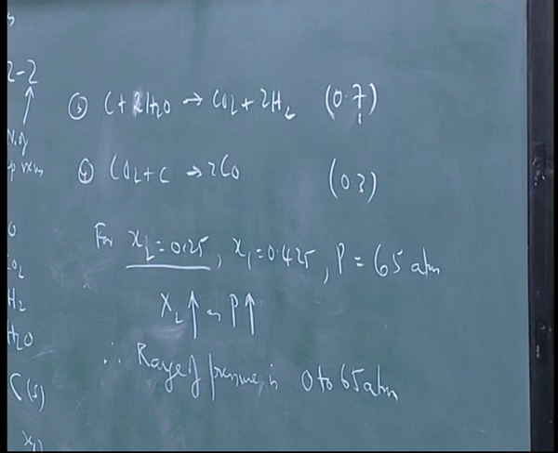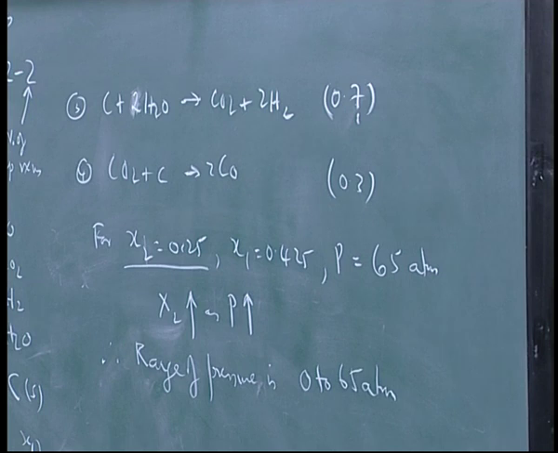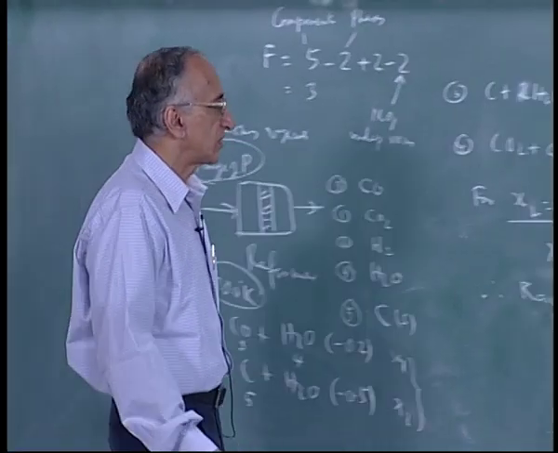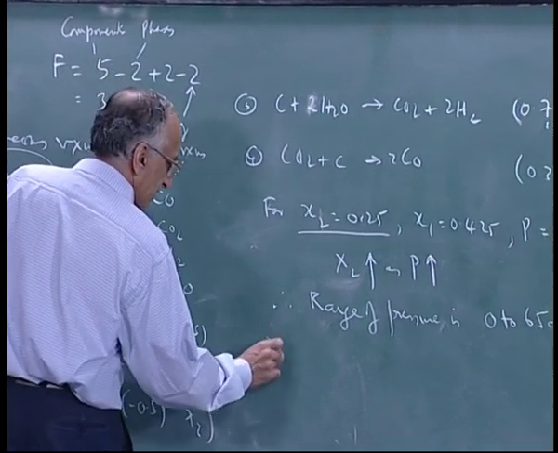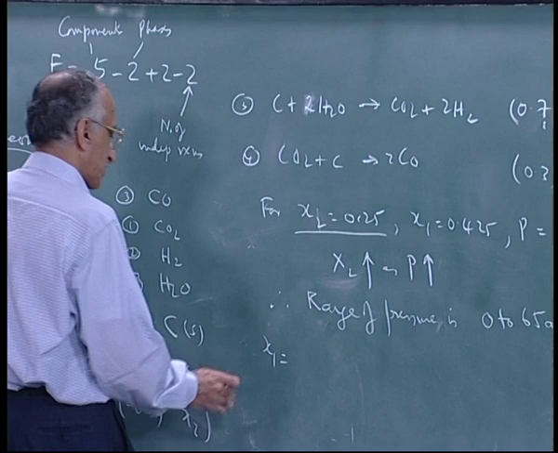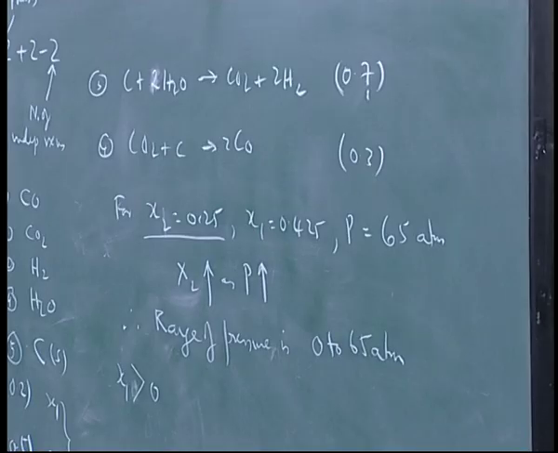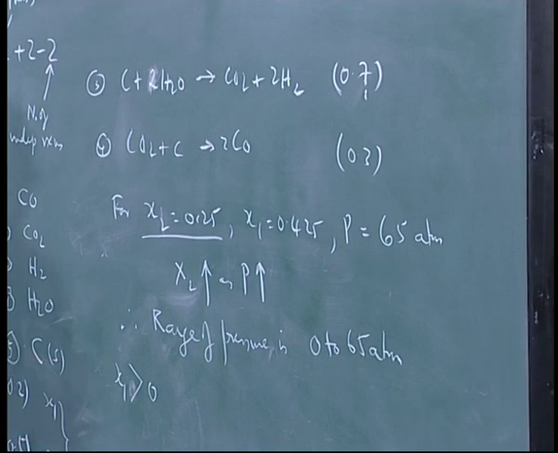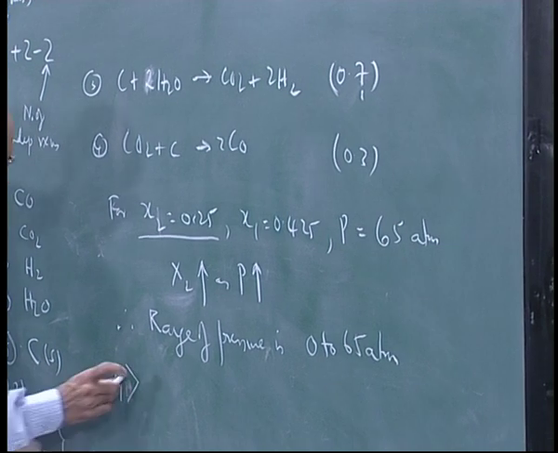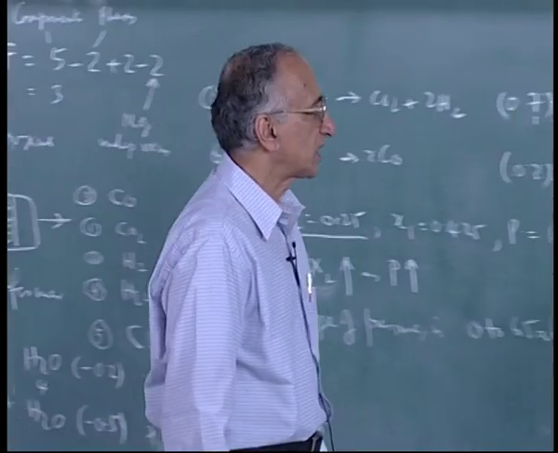Because eventually we need CO as end product, we should also calculate when X1 equal to X2. So that will be the lower bound for the pressure. We will try that out. You are saying this is one. The other possibility is you are saying I want X1 greater than 0, right? That is all. No, carbon monoxide is assumed, okay. X1 should be greater than X2. So, you put X1 equal to X2 and calculate the pressure here.